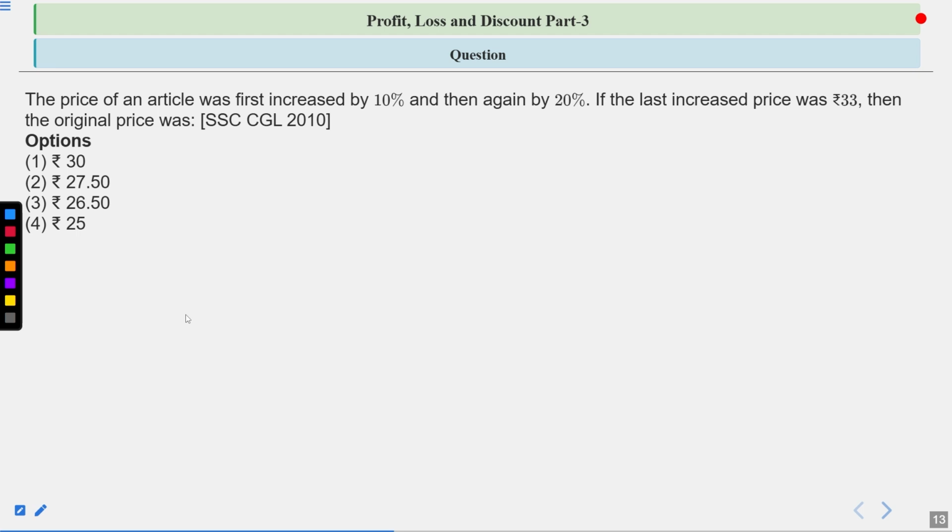The price of an article was first increased by 10% and then again by 20%. If the last increased price was 33 rupees, then the original price was. This question was asked in the SSC CGL exam 2010. There are four options. First one is 30 rupees, second is 27.50 rupees, third is 26.50 rupees, and fourth is 25 rupees. Now you have 10 seconds to analyze the question. Your time starts now.